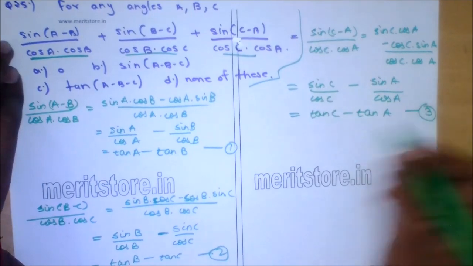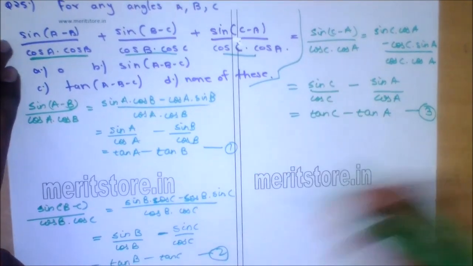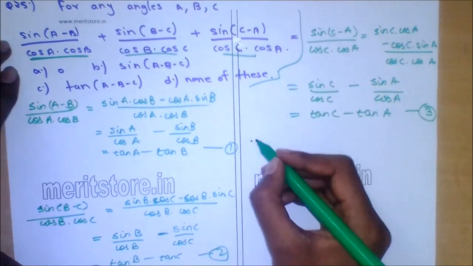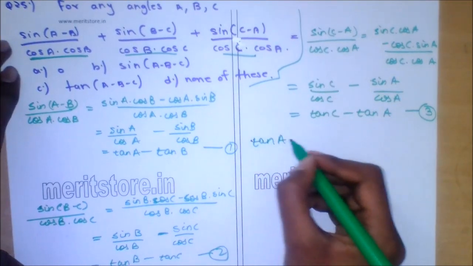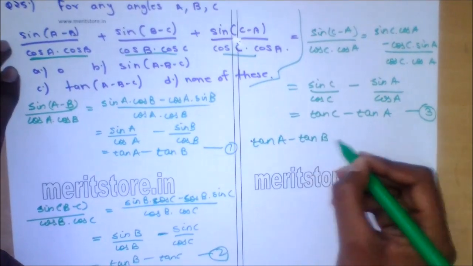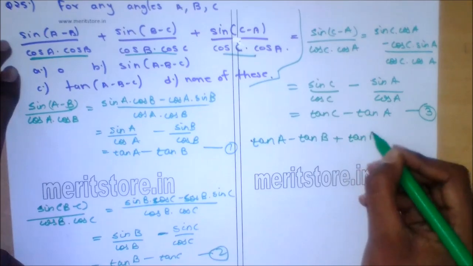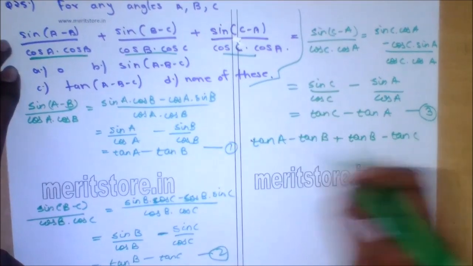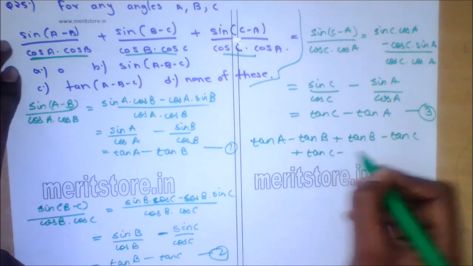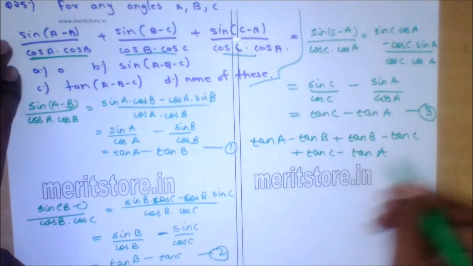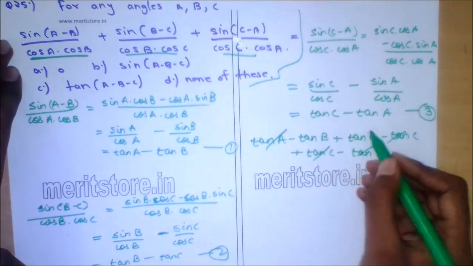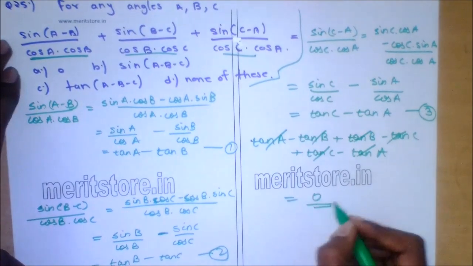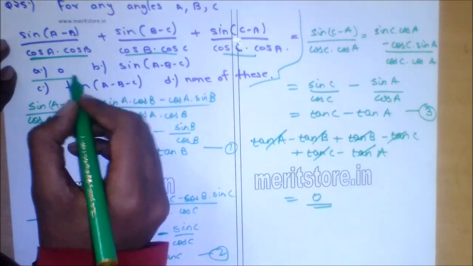This is 3. Now we are supposed to add 1, 2 and 3. So we get tan a minus tan b plus tan b minus tan c plus tan c minus tan a. So everything gets cancelled and we are left with 0. So the answer is A, 0.